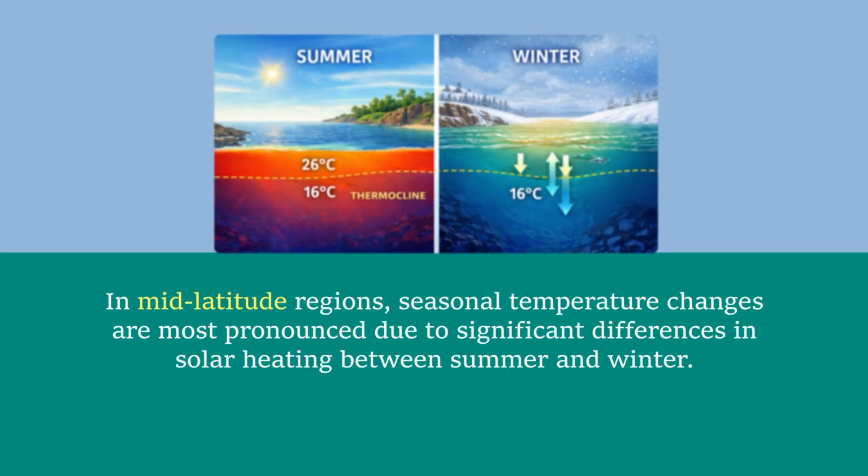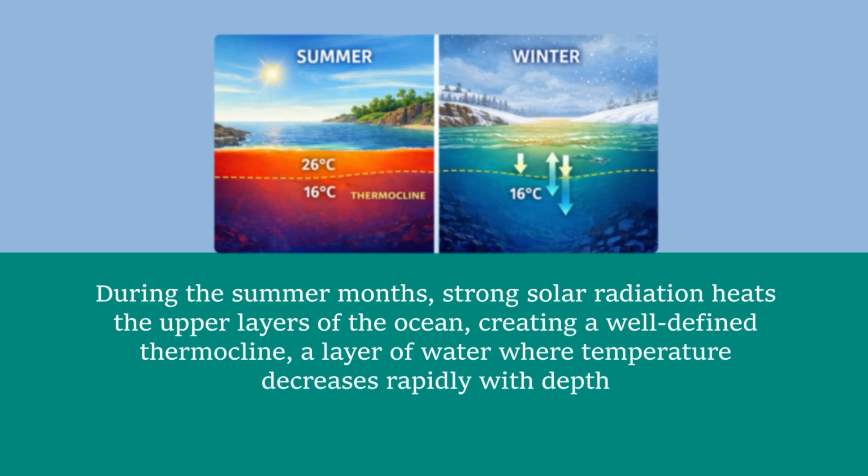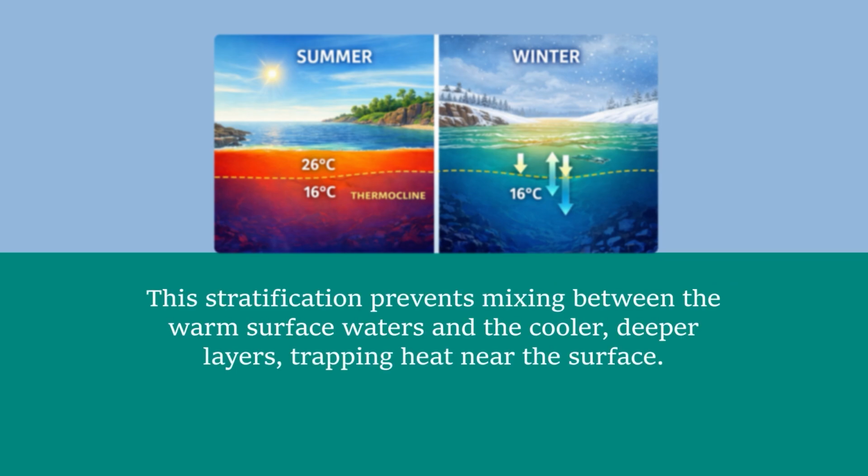In mid-latitudinal regions, seasonal temperature changes are more pronounced due to significant differences in the solar heating between the summer and winter. During the summer months, solar radiation heats up the upper layers of the ocean, creating a well-defined thermocline, a layer where, we know, the temperature decreases rapidly with depth. And this stratification prevents mixing between the warm surface waters and the cooler deeper waters, trapping heat near the surface.